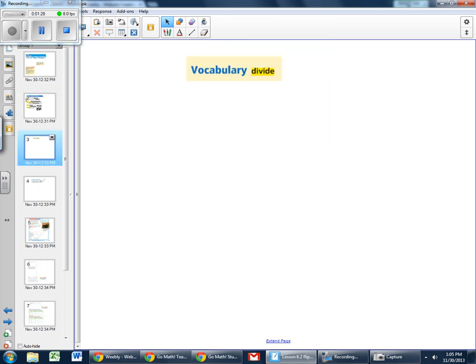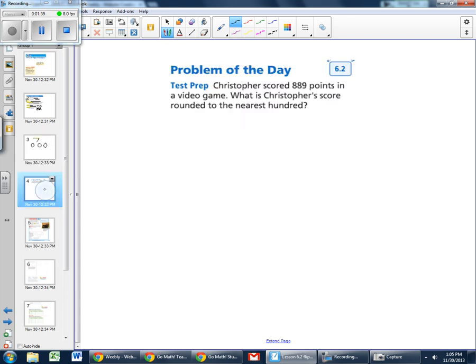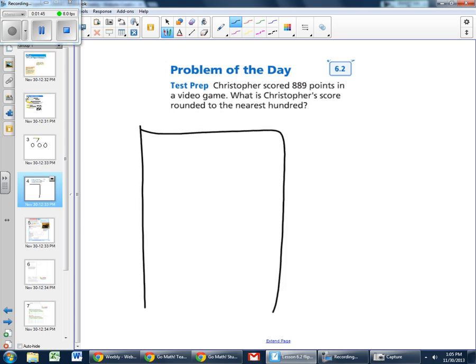Your main vocabulary word for today is divide. Okay, so dividing things into equal groups. And starting with your problem of the day. So you should have your math journal and the date. And we are doing lesson 6.2. Start with problem of the day.